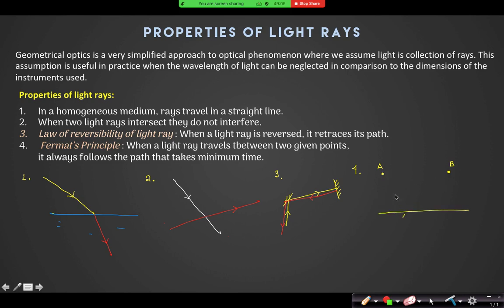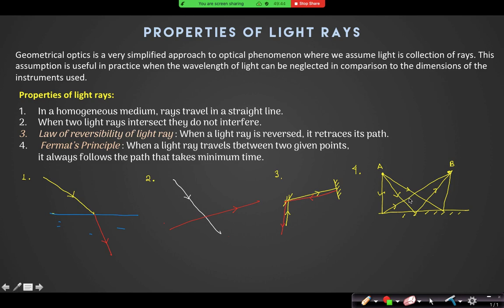Following this mirror, there are infinite number of ways a light ray can travel from A to B following this mirror, right? You cannot say directly it connects A to B, then there is no role of the mirror, right? So if a light ray has to travel from A to B following the mirror, then out of all those paths you have to choose that path which will take the light ray in a minimum time. That is by pure observation, right?